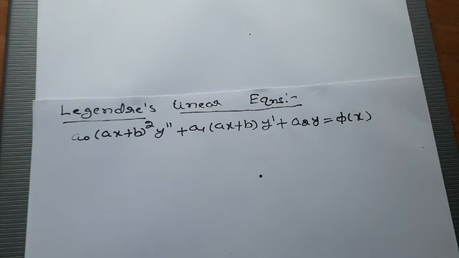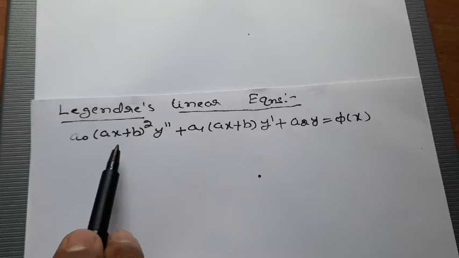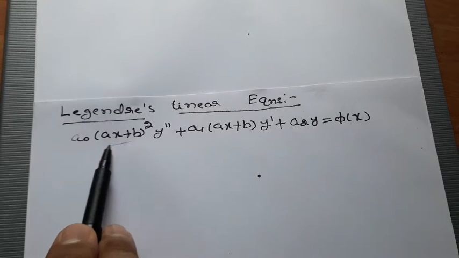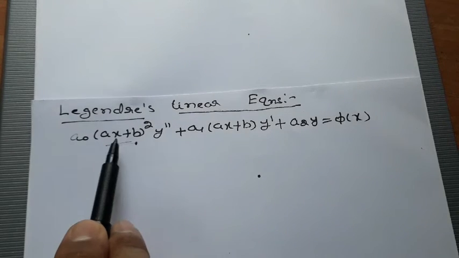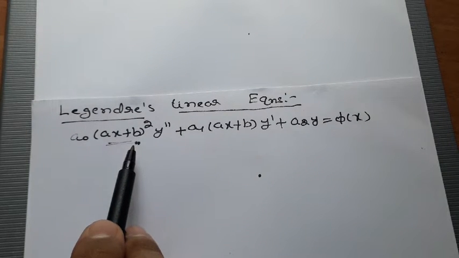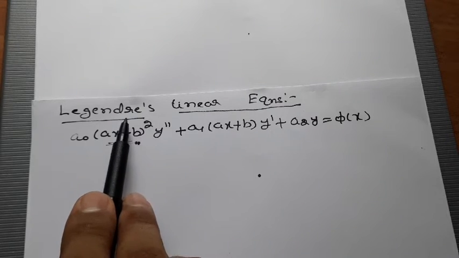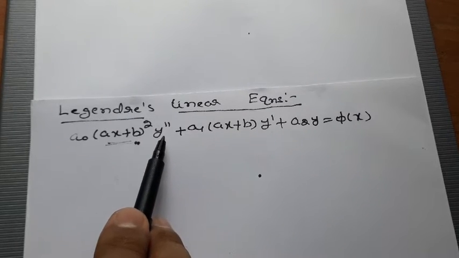The difference between Cauchy's and Legendre's equation is that in Cauchy's it is only the x term, but in Legendre's it is the ax plus b term. Remember, Cauchy's means x squared y double dash, but Legendre's means (ax plus b) squared y double dash.